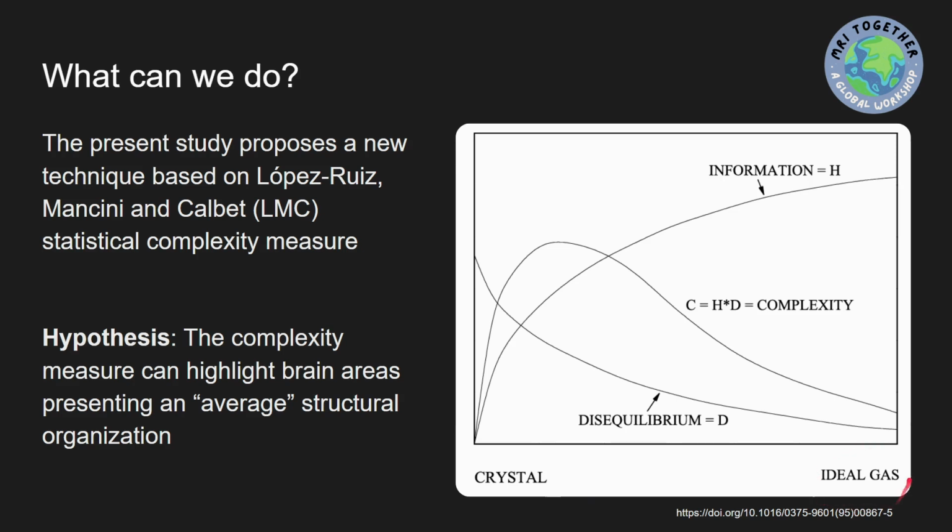So the ideal gas here is representing actually the CSF environment. And in the middle, you can place some tissue that has some structural organization, but also gives relatively more free movement for the water. So basically the idea is that the gray matter lies in the middle of this range.